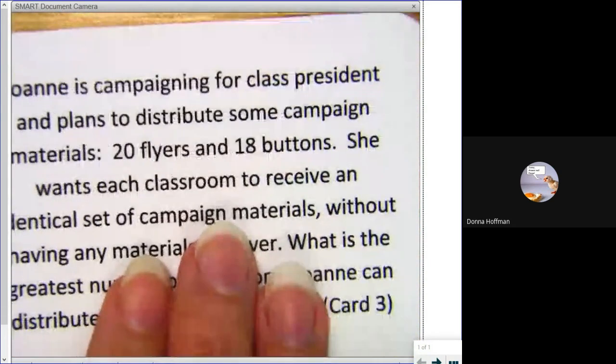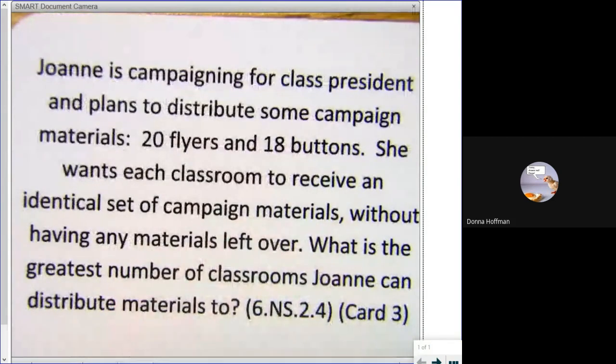Here's another task card. Joanne is campaigning for class president and plans to distribute some campaign materials. The campaign materials are 20 flyers and 18 buttons. She wants each classroom to receive an identical set of campaign materials without any materials left over. What is the greatest number of classrooms that Joanne can distribute materials to? I'll give you a second and pause the video. Think about it.